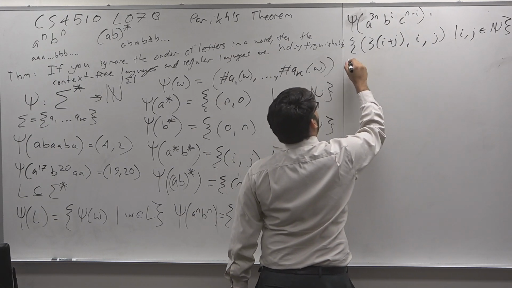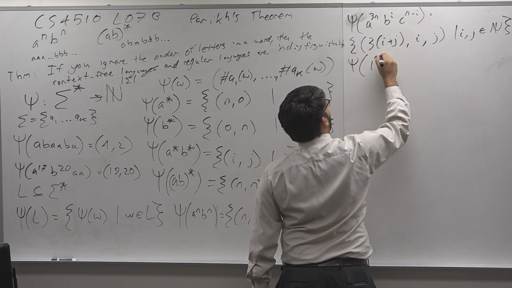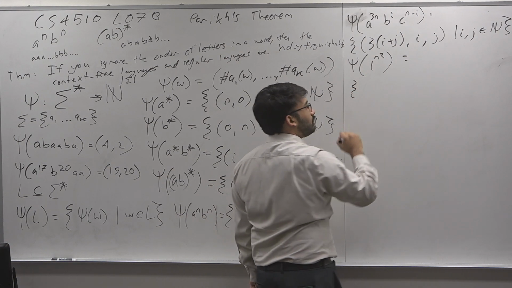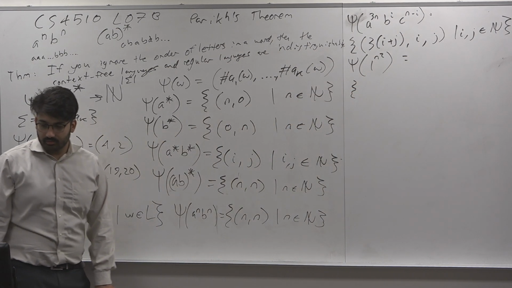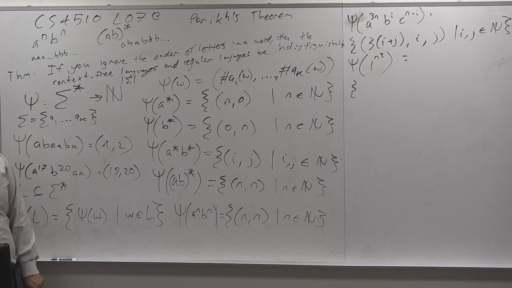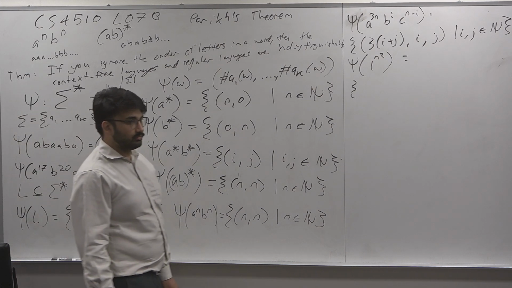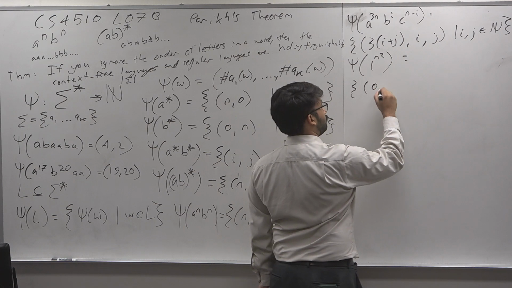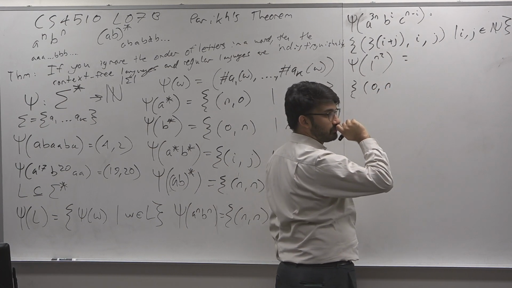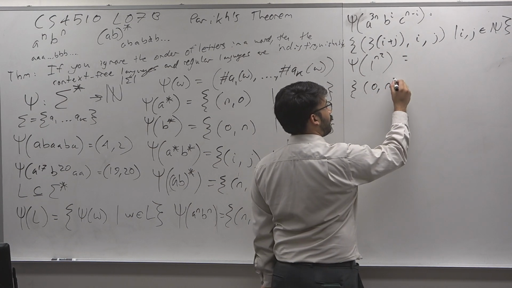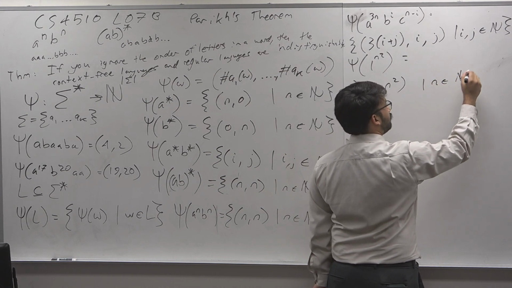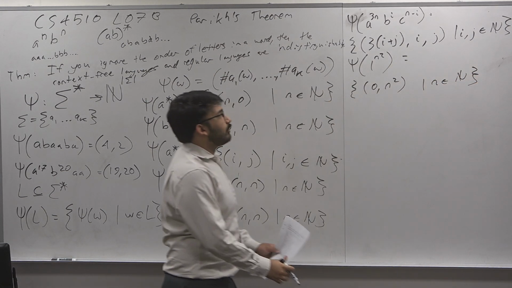Right? What about that language 1 to the n squared? Zero, comma N, where N are perfect squares. Exactly, but I'm going to write it like that. That works. It's the same thing. The reason I'm writing it like this is I want to illustrate something.